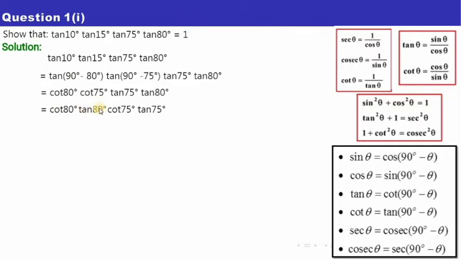Since the angles are the same, it will be 1. So 1 into 1 is how much? It is equal to 1. So that's what we wanted to show here, isn't it? You may pause the video and note down your solution.